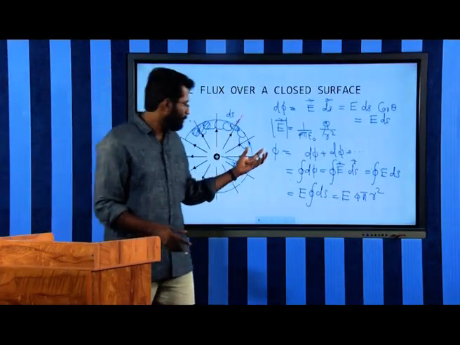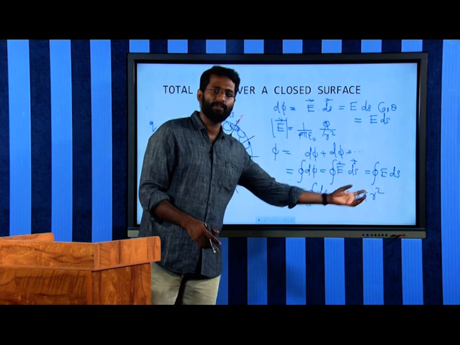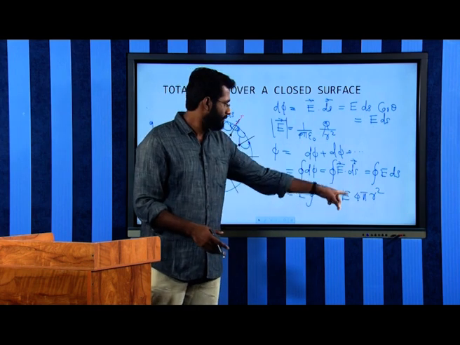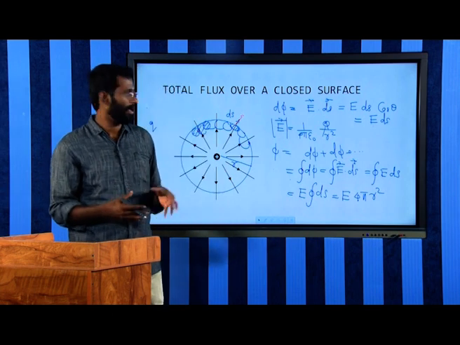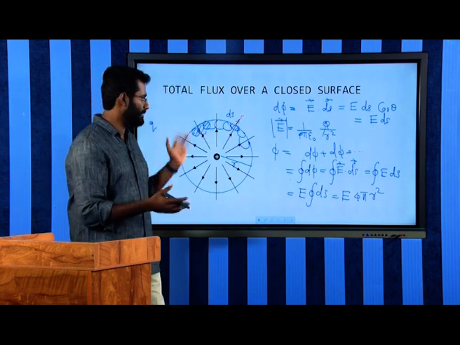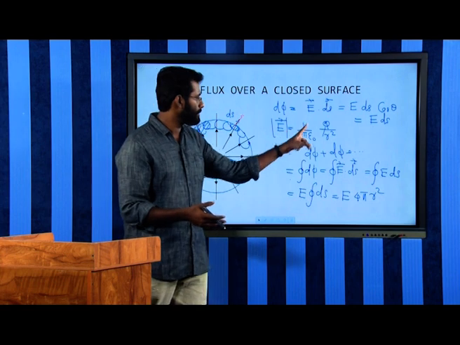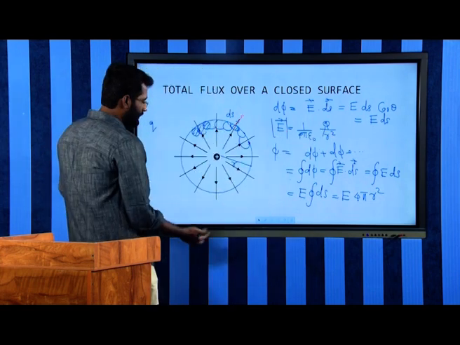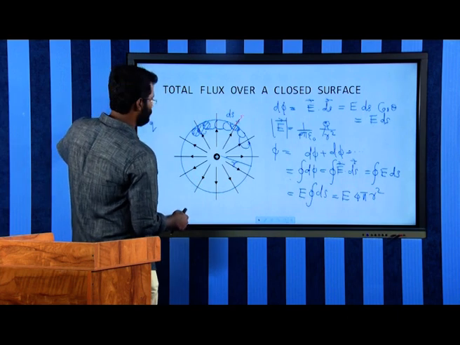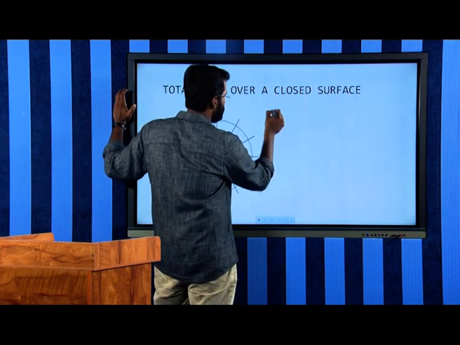Okay. Now we got phi is equal to E into 4 pi r square. So instead of this E, we can substitute the magnitude of electric field at that surface, which, as I already mentioned, is constant over that surface. So its value is 1 by 4 pi epsilon 0 q by r square. Let's substitute that.